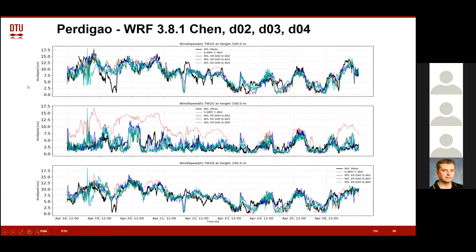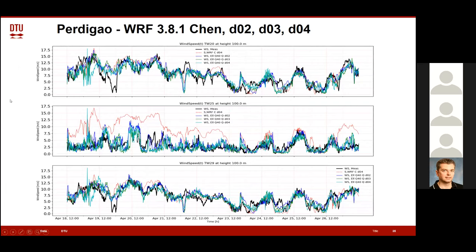So doing the approach that I introduced previously, now we are talking about the WRF results based on the tendency approach from Shen. We are looking at d02, which corresponds to 9 kilometer, d03 3 kilometer, and d04 corresponds to 1 kilometer live feed. We are ending up at those mast positions with figures like this.